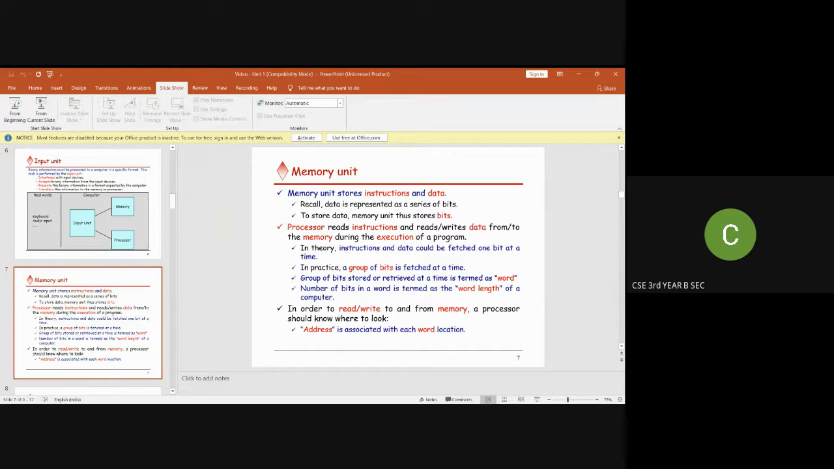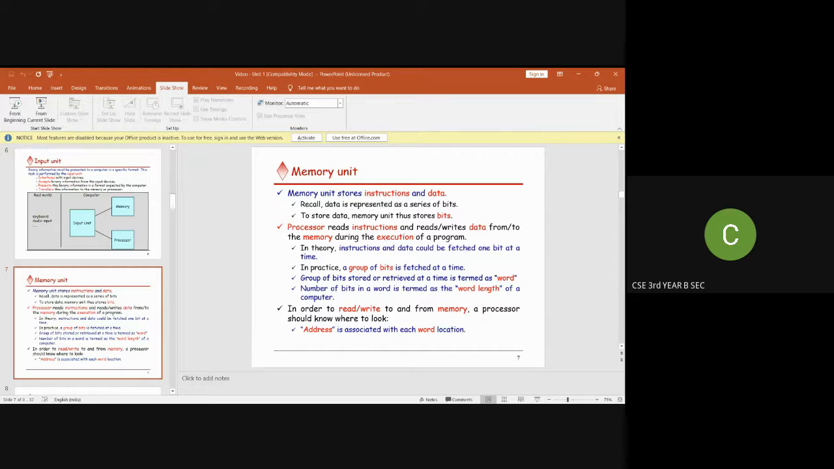Instructions and data could be fetched one bit at a time. In theory we would process one bit at a time, but in practice it is not possible. So we have to do parallel processing. A group of bits is fetched at a time, and the size of this group of bits is termed a word.